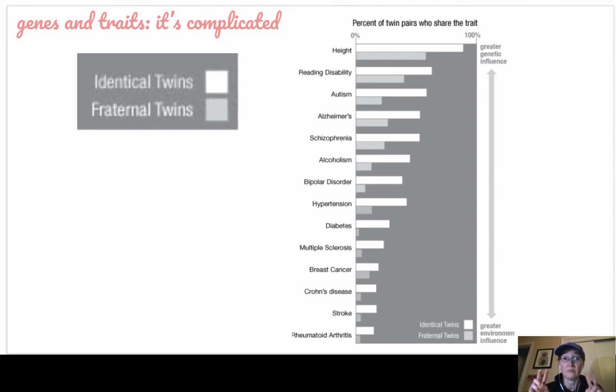And that environment means some things that you have some control over and some things that you don't, right? The air you breathe, the climate you live in, the food you eat, the exercise you get, the sleep you get, the experiences you have, how much stress you're under. Those are all environment.